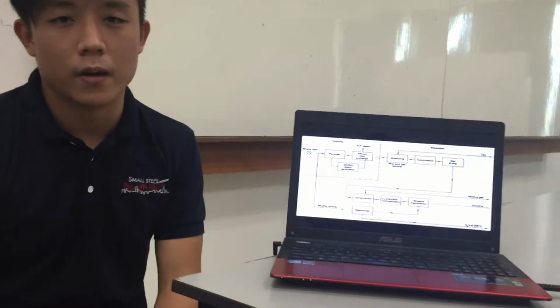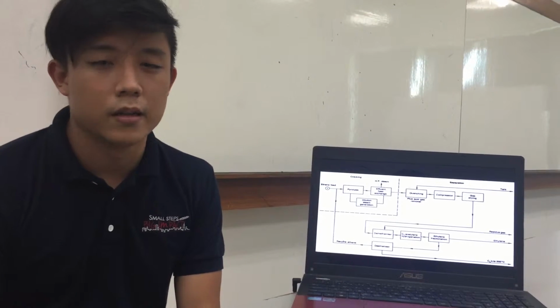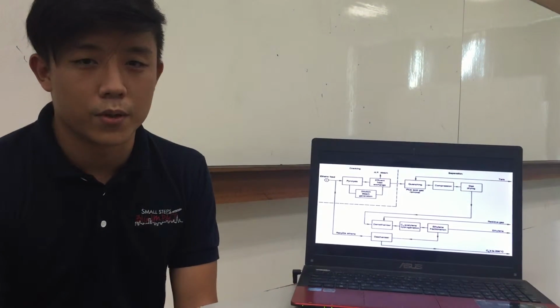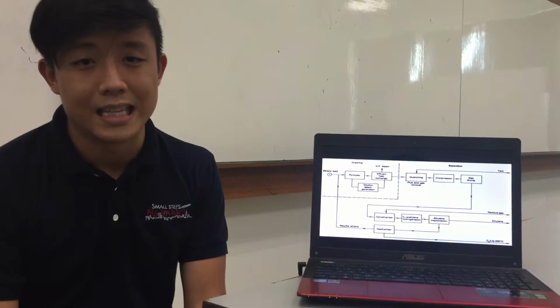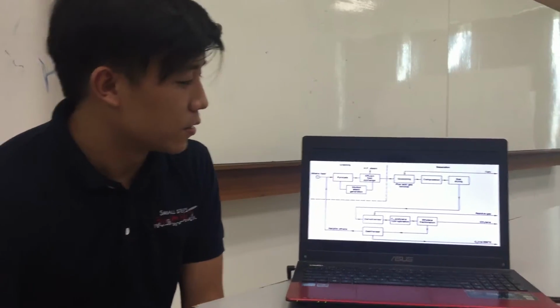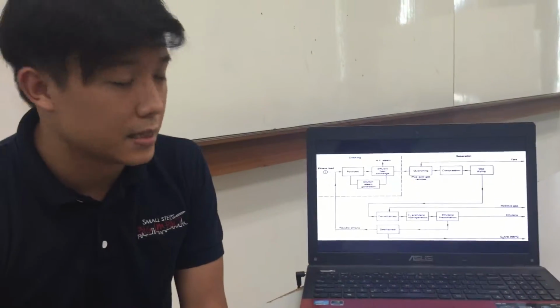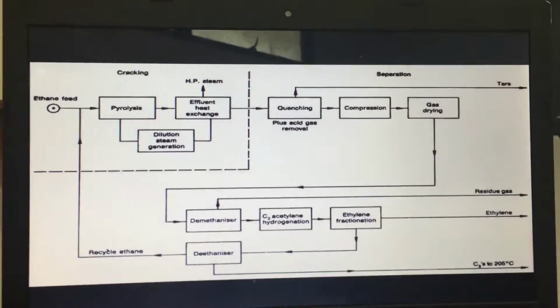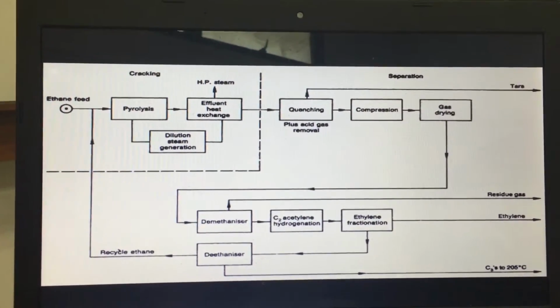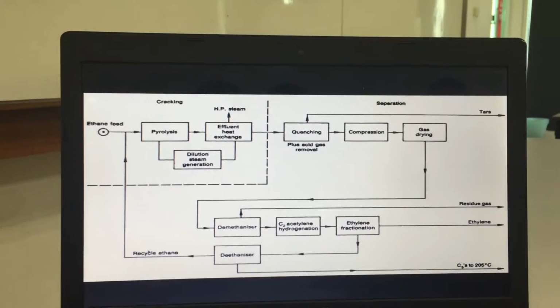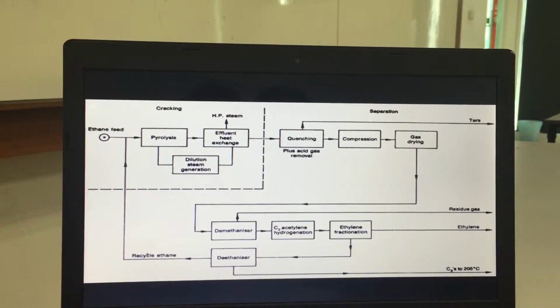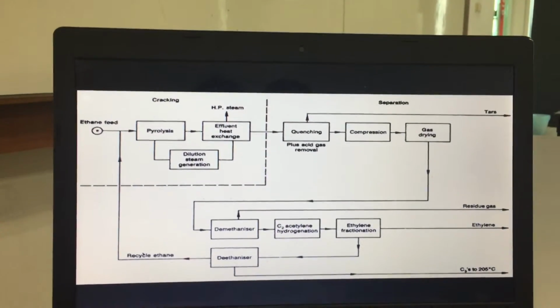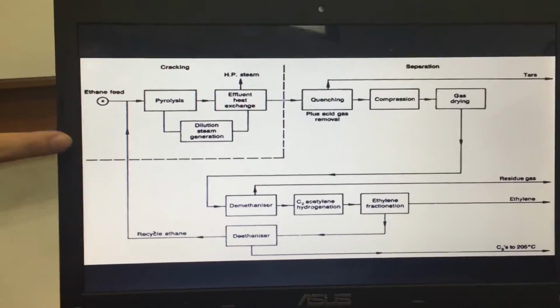Today I will be talking about the process flow diagram of the basic process of ethylene production from steam cracking of ethane. As you can see from the slides here, this is basically the most average industrial process that many industries out there are actually applying. As you can see, it's basically split into two sections. The first one you can see here is the cracking process.